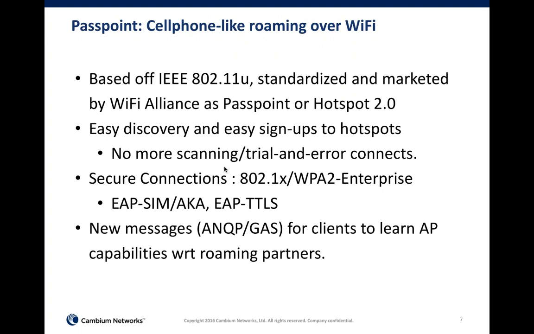The advantage of Passpoint is just the way it works in cell phones, when you're roaming from one area to another which is not served by your service provider, your cell phone automatically forms a connection onto the network, figuring out who is the roaming partner. That same problem is now being solved over Wi-Fi.